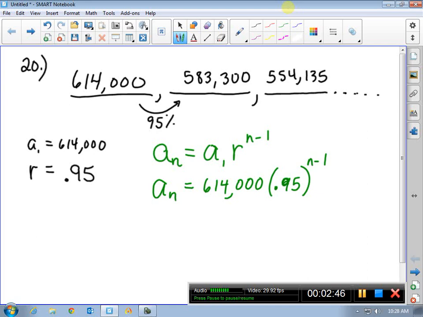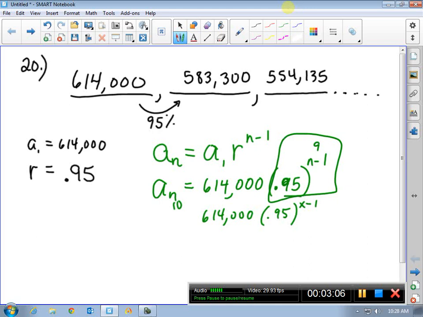If you're going to put it in your calculator, then it's going to be 614,000 times 0.95 to the x minus 1. No different. Okay? So if I wanted the 10th week, I'd be doing 614,000 times 0.95 to the 9th. And make sure you do that first. The exponent is only on r.